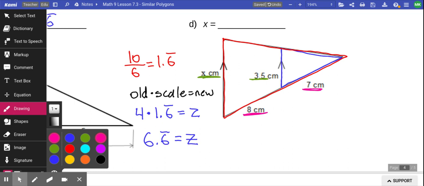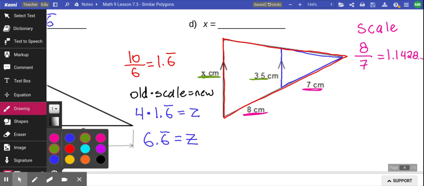So that means I want to figure out the scale first. To calculate the scale, you do new divided by old. My new side is going to be 8. My old side is going to be 7. Put that in my calculator, 8 divided by 7. And I get a really bad number, 1.1428, and then I just run out of space. I'm going to use all those decimals later on.